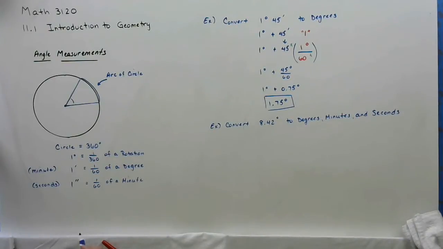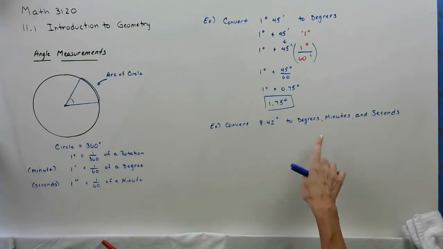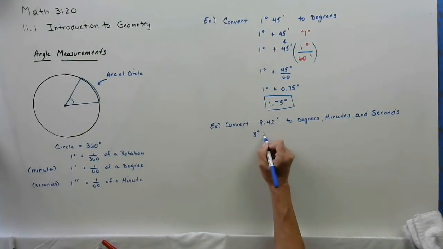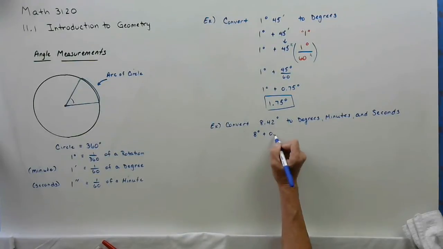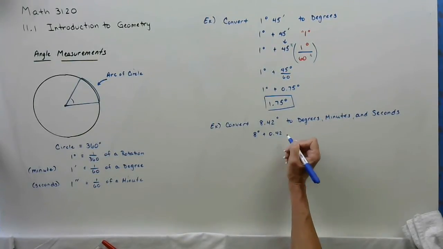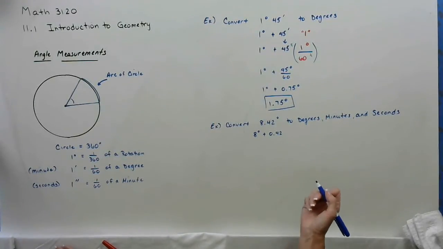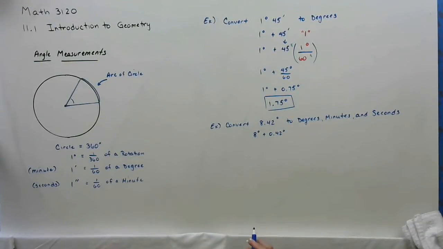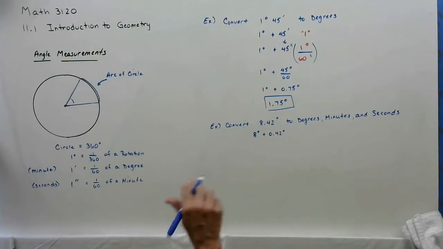All right, so I'm going to do it in pieces. I like to start off with, well, let's see, what do we know first? We know how many degrees there are. We know we have 8 degrees. So I have 8 degrees plus 0.42 degrees, okay? And what I want to do is, because I already have the degrees, start converting to minutes.